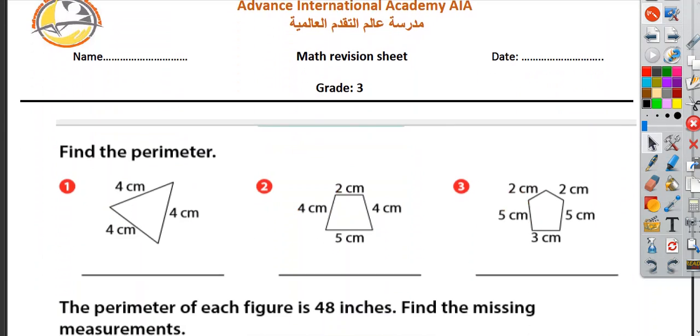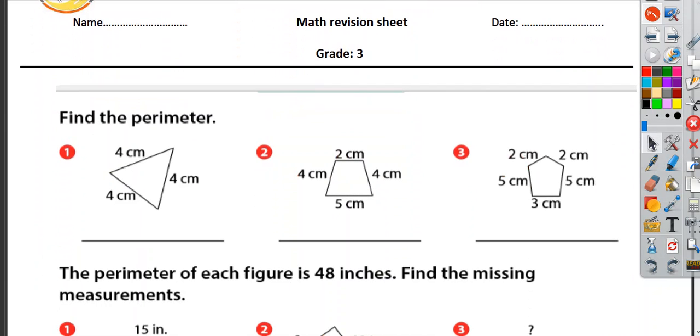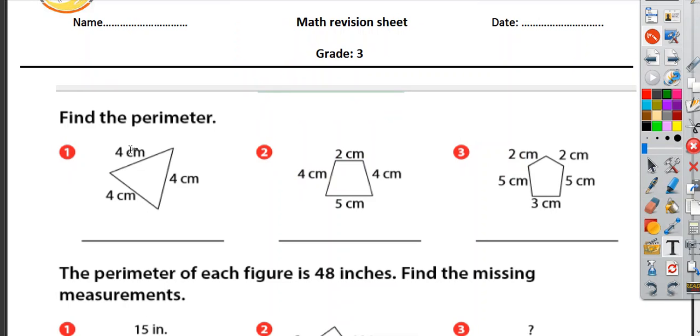The first page, we have a question that says find the perimeter. Remember, perimeter is the distance around the shape. So what you're going to do is add those numbers together. So it will be 4 plus 4 plus 4, which is 12 centimeters.